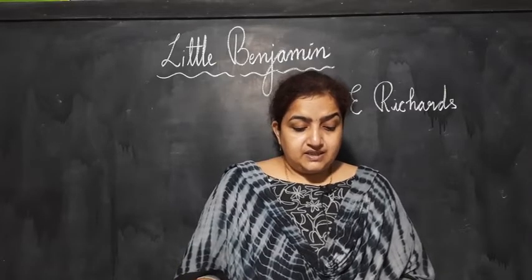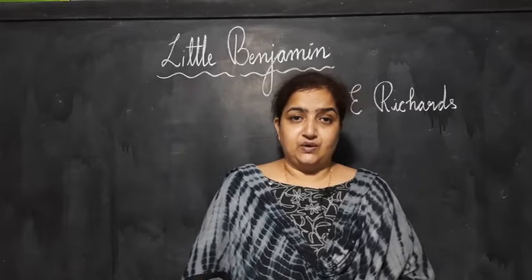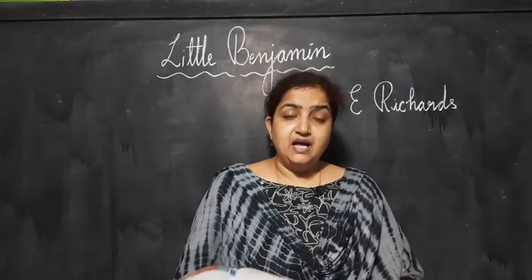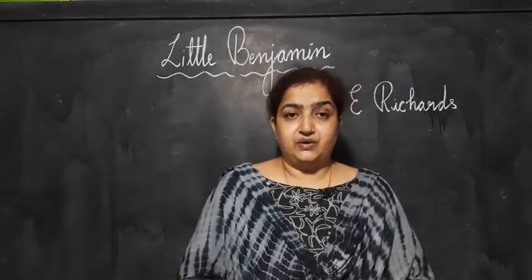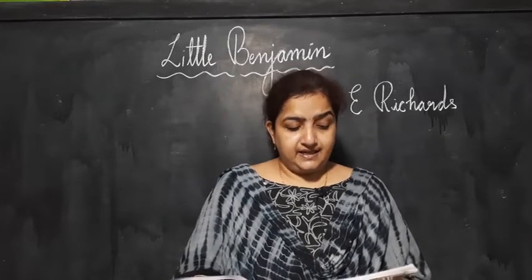Adam laid down his book and went out. Adam was reading a book. Okay, so he laid down. He laid down means he kept the book down and he went out. He went out to see why the kitty is crying, why the kitten is crying.